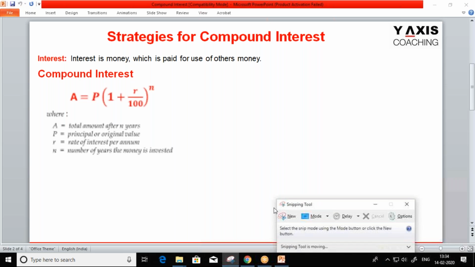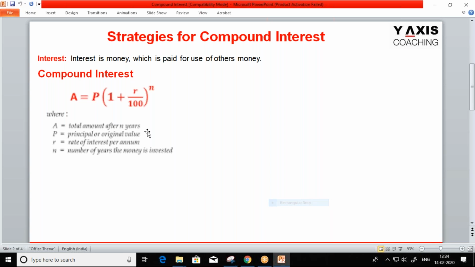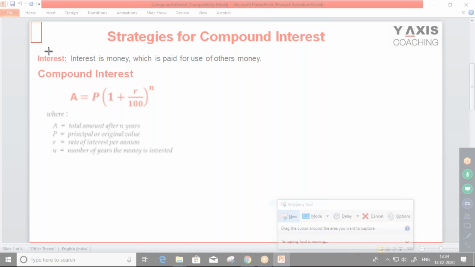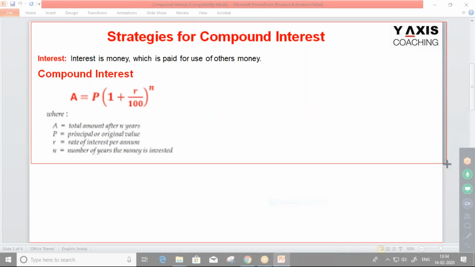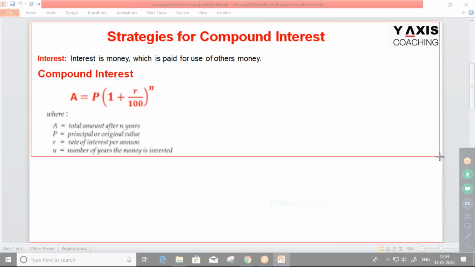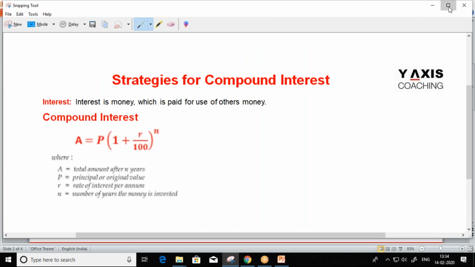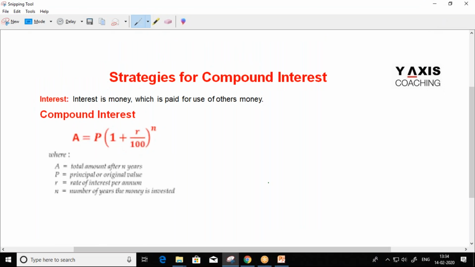Of course, interest is the money which is paid for use of others' money, that everyone knows, right? So let me take complete information. Like the previous case, we can say the amount is equal to principal money plus simple interest, or we can say amount is equal to principal money plus compound interest.